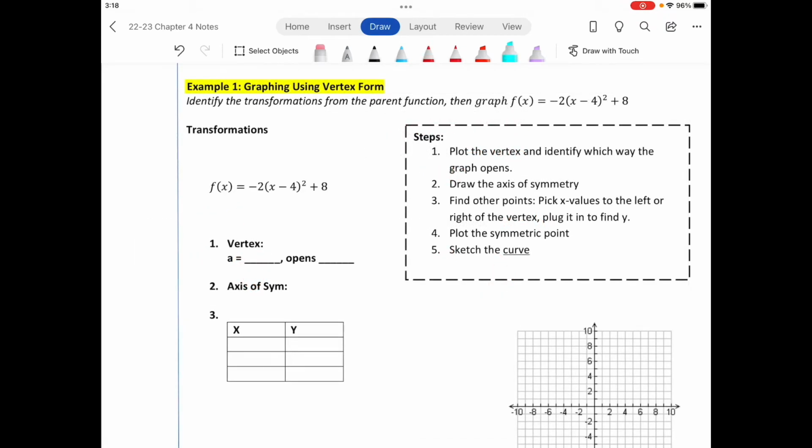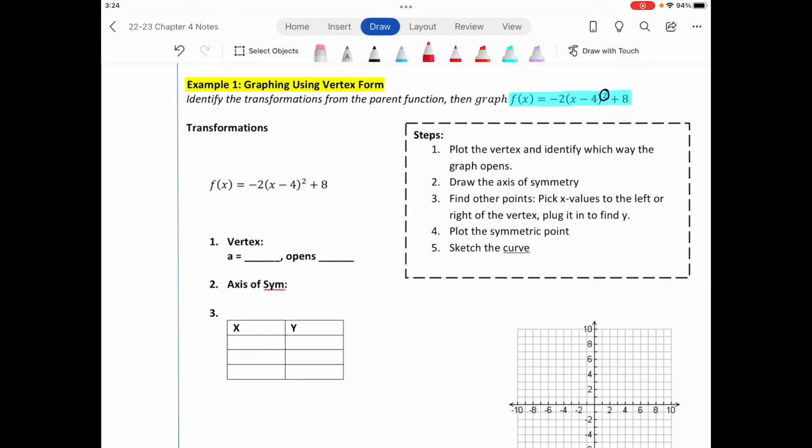In our first example, we're going to graph using vertex form, and we have the following function we're going to graph. We know that it's going to be a quadratic, it's going to be U-shaped because we have that squared on it. Before we even get into graphing it, let's look at our transformation so we have kind of an idea of what it should look like. First, we have the negative. Remember, negatives cause the graph to flip over the x-axis, and when it flips, we call that a reflection.